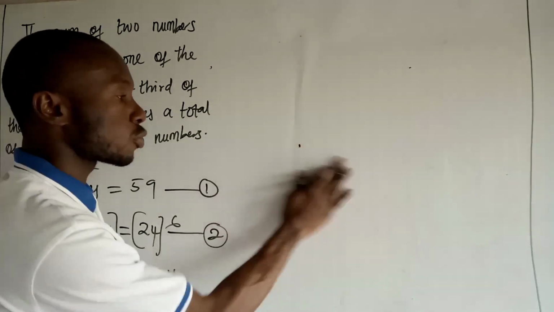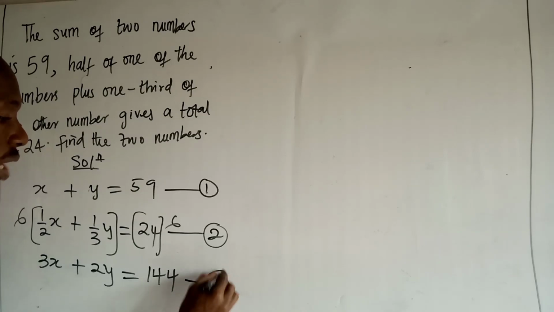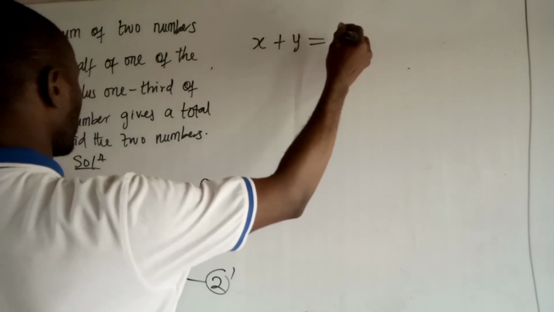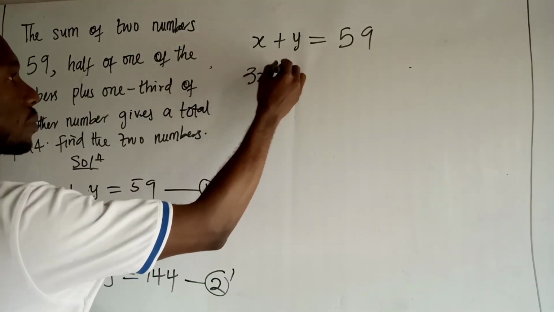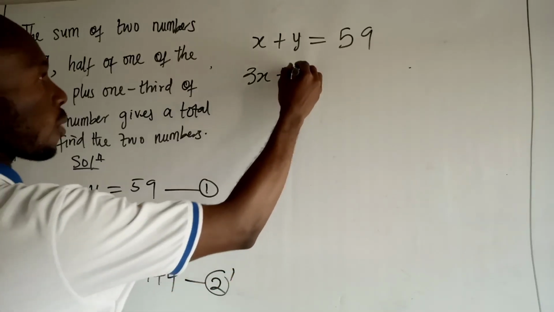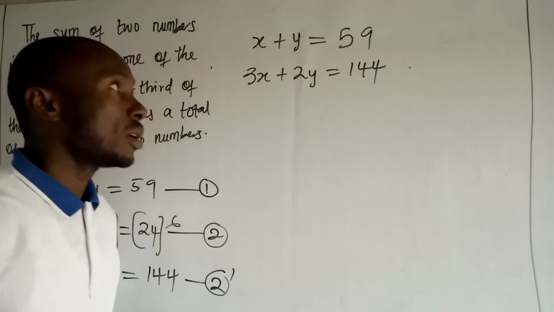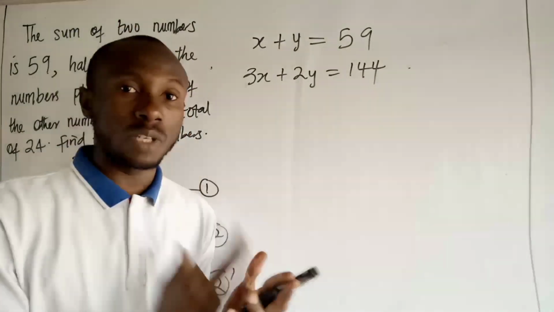So I'm going to solve these two new equations simultaneously. I'm going to call this one equation 2 prime. So I have now x plus y is equal to 59, and I have again 3x plus 2y is equal to 144. Now this is a simultaneous equation and I want to solve this problem by the elimination method.